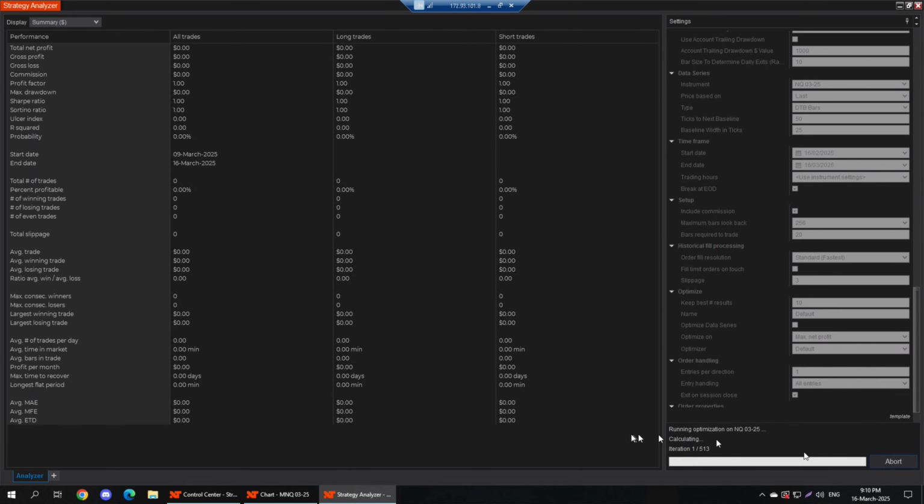Click on run. And you will soon know if you've just done the A and B settings, there should only be 513 iterations. So if you're running it and you see there's like 5,000 iterations, obviously you've done something wrong, right? We'll just let this run for a moment.